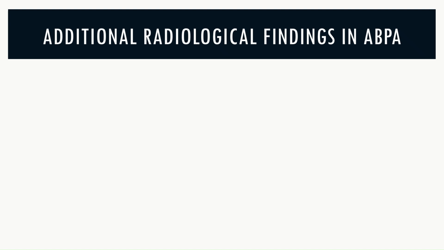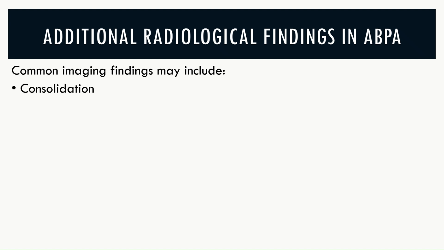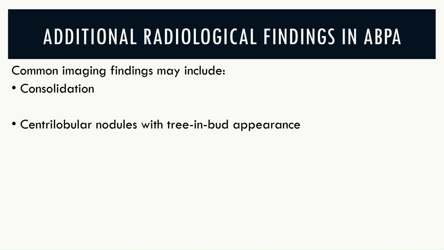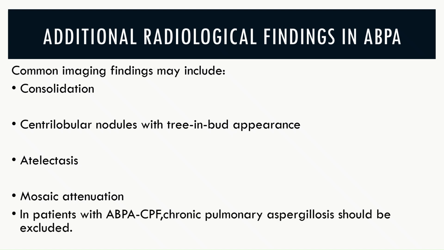Additional radiological findings in ABPA. In addition to defined radiological categories, several other imaging findings may be seen in ABPA. This includes consolidation, centrilobular nodules with tree-in-bud appearance, atelectasis, and mosaic attenuation on chest imaging. In patients with chronic pleuroparenchymal fibrosis of ABPA, it is important to exclude chronic pulmonary aspergillosis as a potential complication.